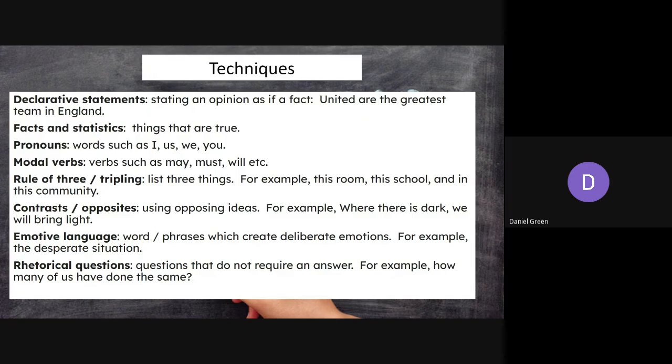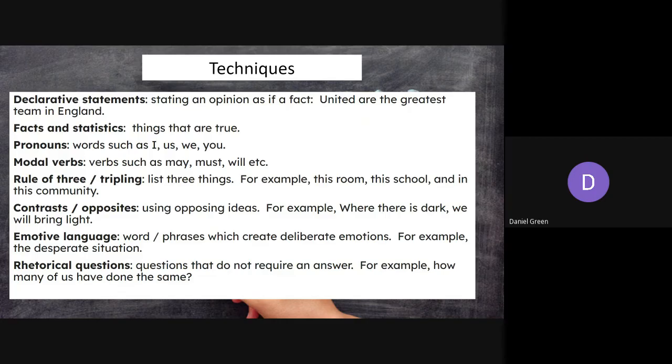Emotive language, words or phrases which create a deliberate emotion. So if you say something like "the desperate situation", that is better than saying "the situation we are in". Or, you know, if there are puppies on the side of the road, you might say, "these poor disheveled puppies have been neglected on the side of this road, constantly splashed by the water as the cars drive past." You're creating some kind of emotion in the audience.